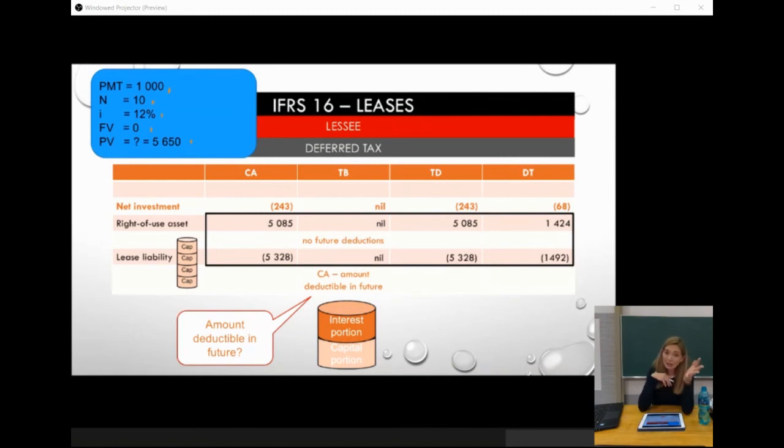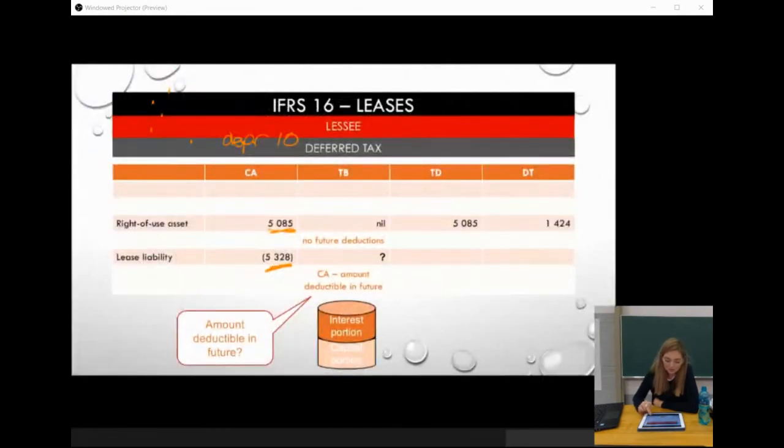So we're going to credit the lease liability with 5650, debit the right of use asset, and then we are going to have depreciation over 10 years straight line on the right of use asset. If we take this information and do a deferred tax calc, we are going to have a right of use asset with a carrying amount of 5085 and a lease liability with a carrying amount of 5328. Okay, so that's how I got to my carrying amounts for the right of use asset and the lease liability.